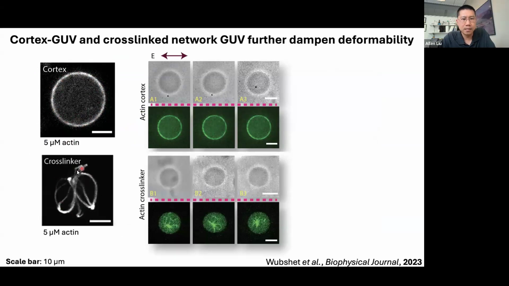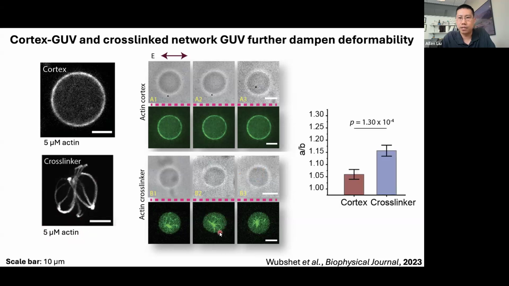Now, if you cross-link the actin using alpha-actinin that I introduced earlier, again at 5 micromolar actin, you can see that the vesicle can be deformed by electrodeformation. So summarizing here, if you form a cortex, then this deformation is significantly dampened compared to the cross-linked case.